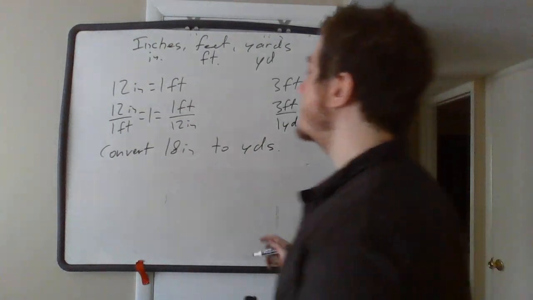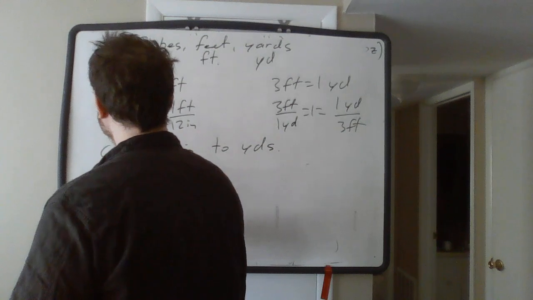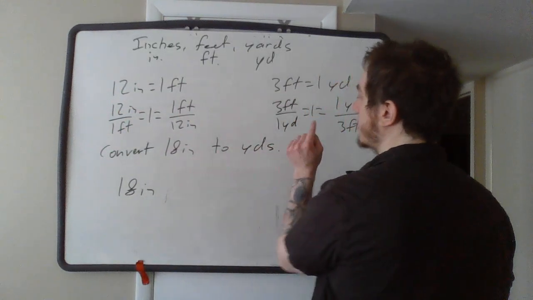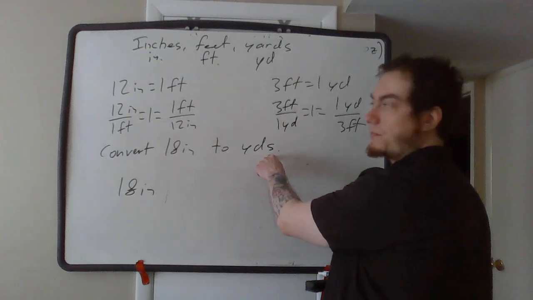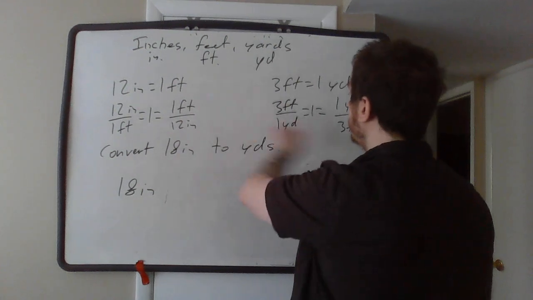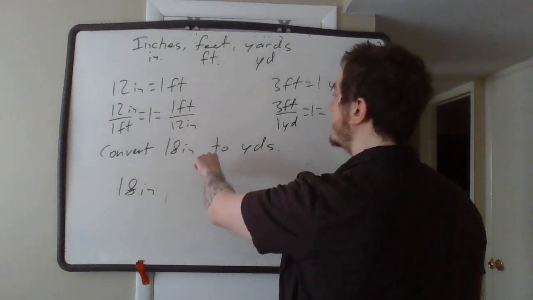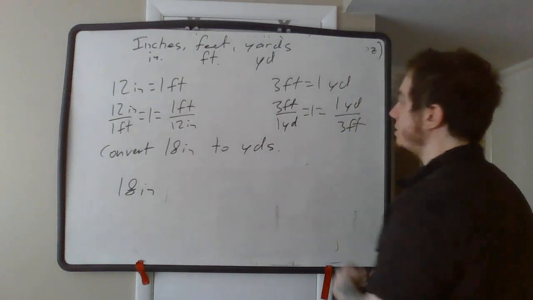So one way I could do this is I could say, I'm starting with 18 inches. I would like to cancel the inches. I would like to end with yards. Well, I can't just do that directly because I don't have anything that has inches in the denominator and yards in the numerator.